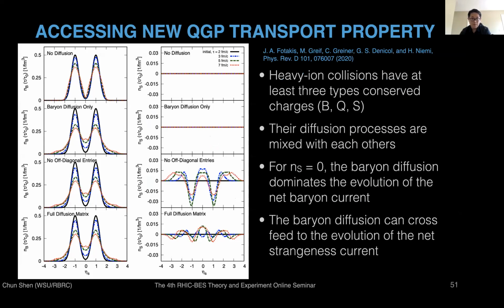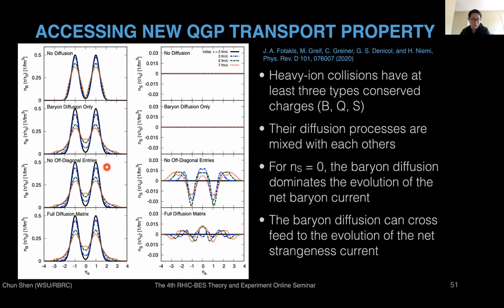And recently, there's a work trying to include all three types of conserved charges: baryon charge, electric charge, and strangeness. What they show is that these diffusion processes are not orthogonal to each other. They can actually mix with each other. So what they show here is basically the density distributions as a function of rapidity, evolved for several scenarios. The first is without diffusion: as you can see from the black to the red points to the red dotted lines, the shape of the baryon density doesn't change much. If you turn on only the baryon diffusion, you can see that more and more baryons are transported into the middle rapidity because the gradient is pointing inward.